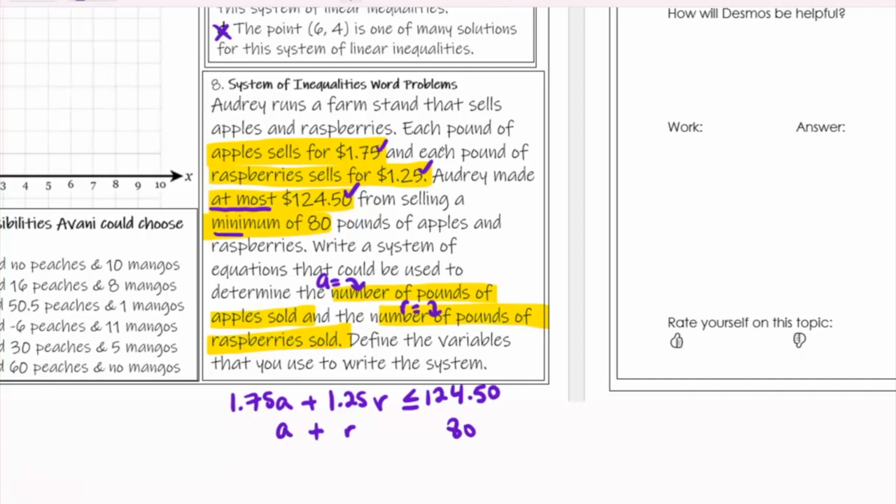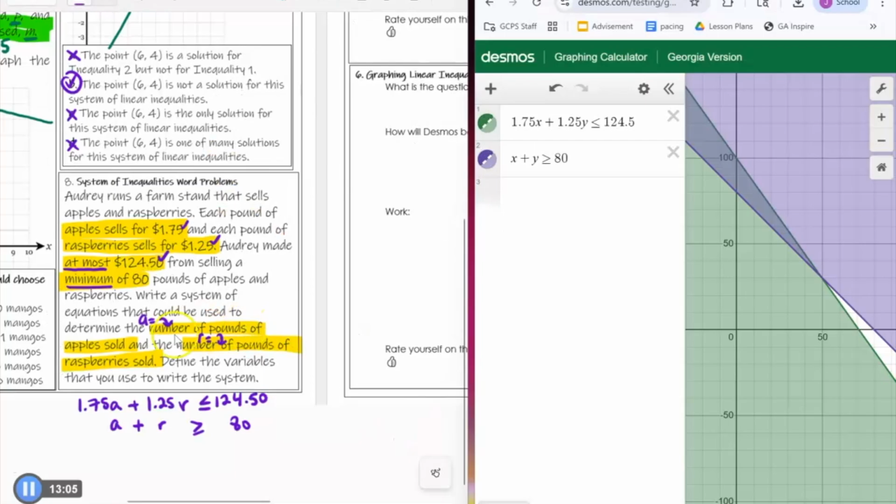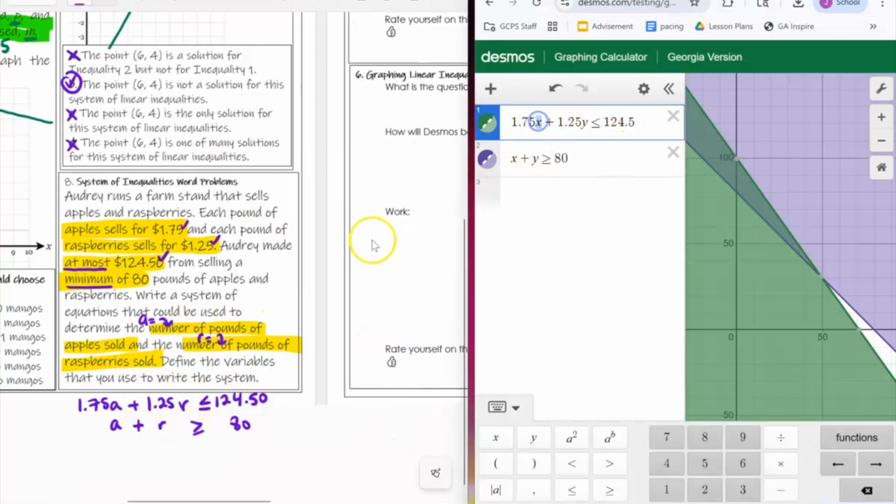And now I'm looking at the keyword a minimum. So what does minimum mean? Think of minimum height. The minimum height I can be is 80, which means I have to be either 80, so that's equal to, or above 80. So greater than or equal to. So that is how you write your system of inequalities. And remember, the calculator doesn't recognize A and R, so you just have to remember that X is the number of pounds of apples sold and Y is the raspberries.